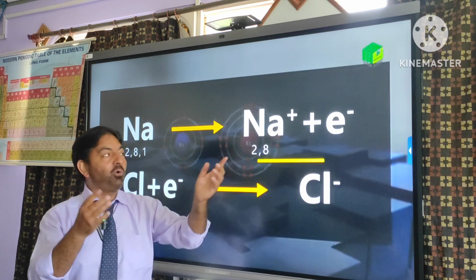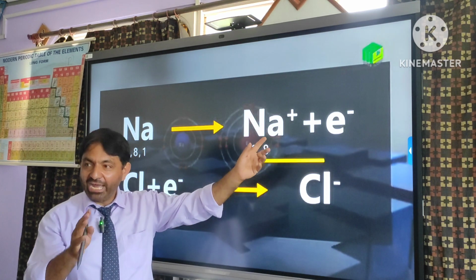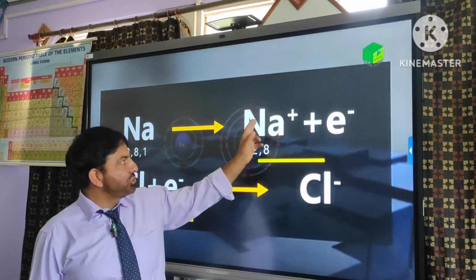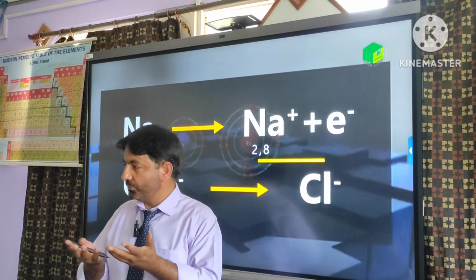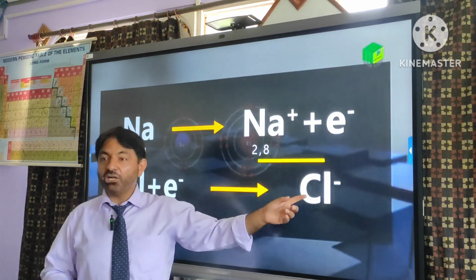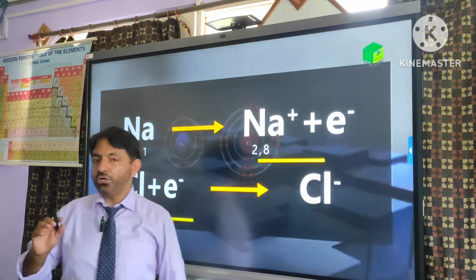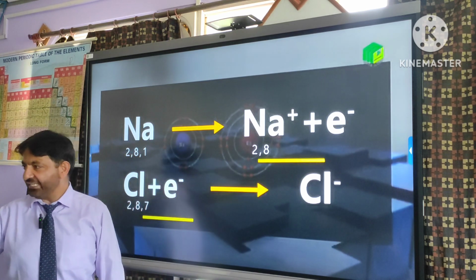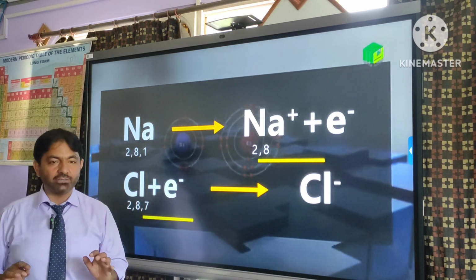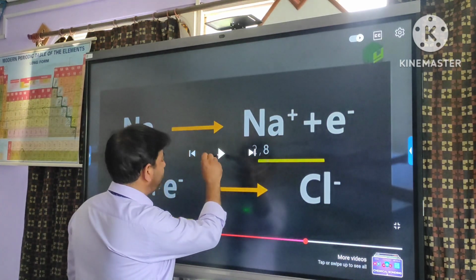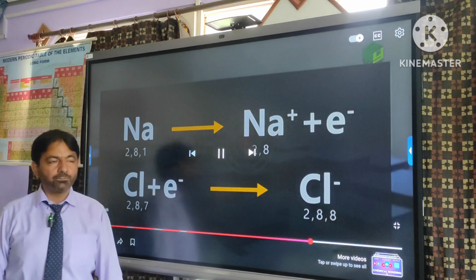It is also a question why it has a positive charge. That we will discuss later. You got this idea? If it is donating one electron, why positive? If it is gaining one electron, why negative? So you will find its answer at your home. This is your homework. Okay, now let's move ahead because I have a final task, then we will conclude.